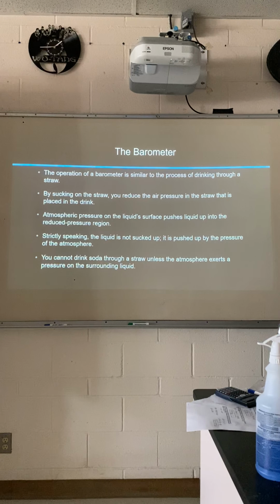And it's all about pressure differences. It's being pushed up by the pressure of the atmosphere that's pushing down on the liquid in the glass. Since now the atmospheric pressure is less on the inside of the straw, water, or in this case, soda, is going to be forced upwards. So it's not that you're sucking it up, it's that it's being pushed upwards because of the loss of pressure.